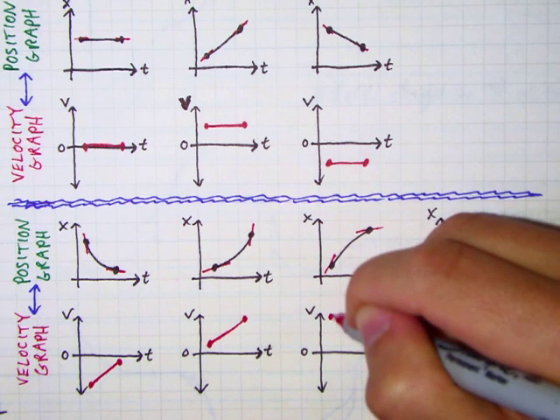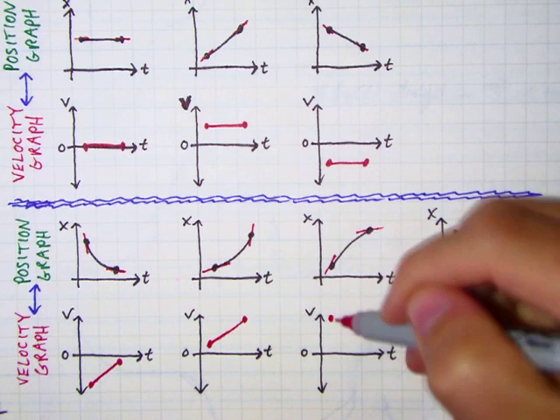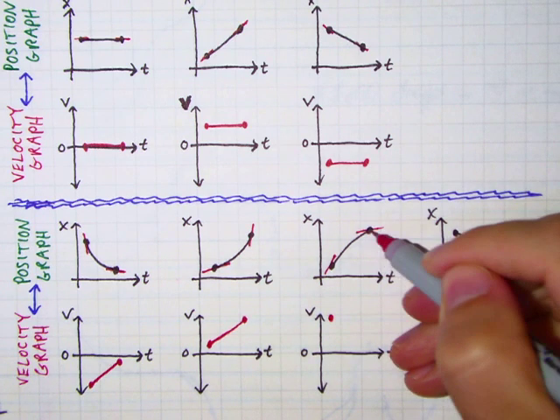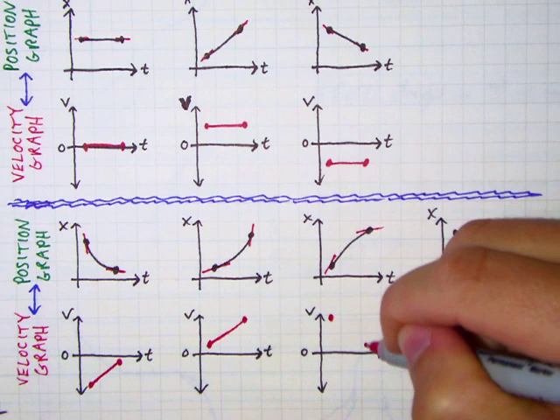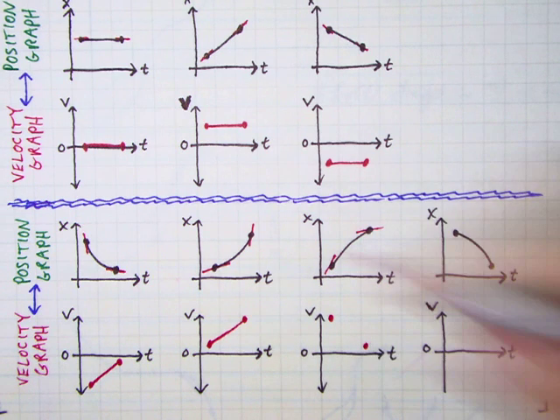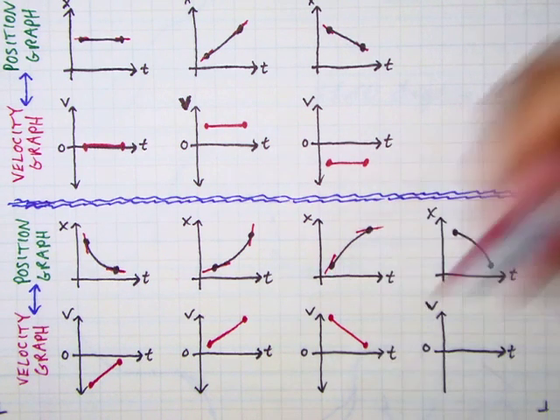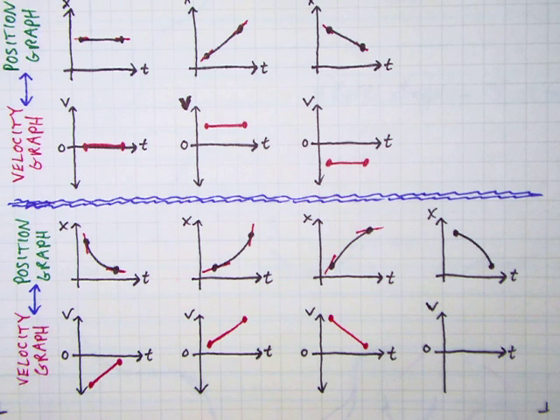So a fast positive velocity goes there on our velocity graph. Here we're still positive, but slower. We're kind of approaching zero. We're slowing down. So positive, but small by the end. We can just connect those two roughly with a line.